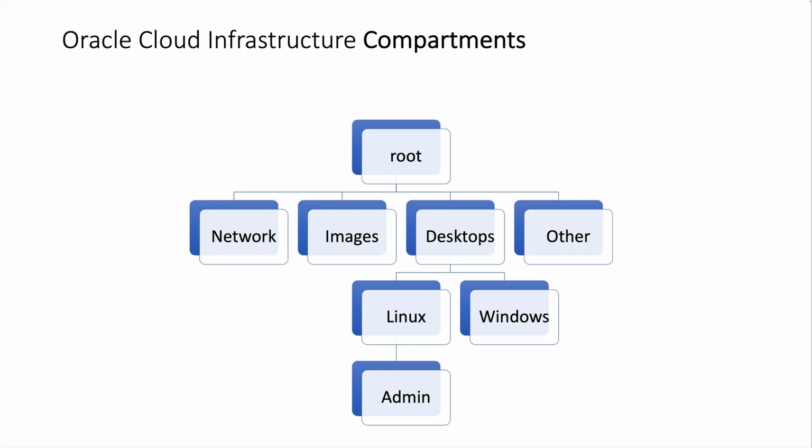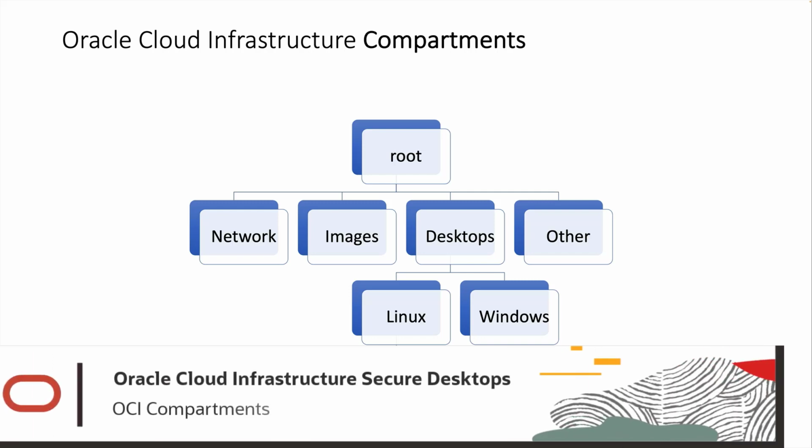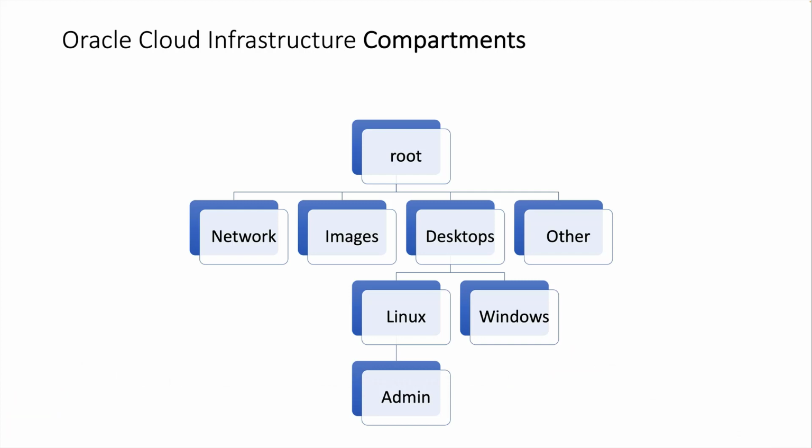OCI uses a construct called compartments, which are pretty much like directories in a file system. Compartments are used to house certain objects and services that you can create in OCI. Compartments are structured hierarchically, so you always start out with a root compartment in your tenancy, and then those compartments can have subcompartments and so forth.